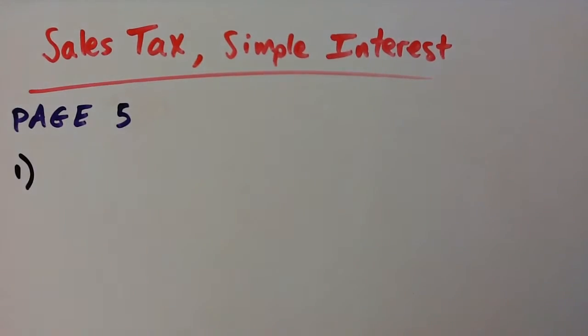Okay, on page 5, we're mainly working with sales tax and simple interest. If you look at number 1, it gives you the list of sales tax in 4 cities, city A, B, C, and D. And in part A, the question says, Tom wants to buy a sweater for $30. How much will Tom pay for his shirt in city C?